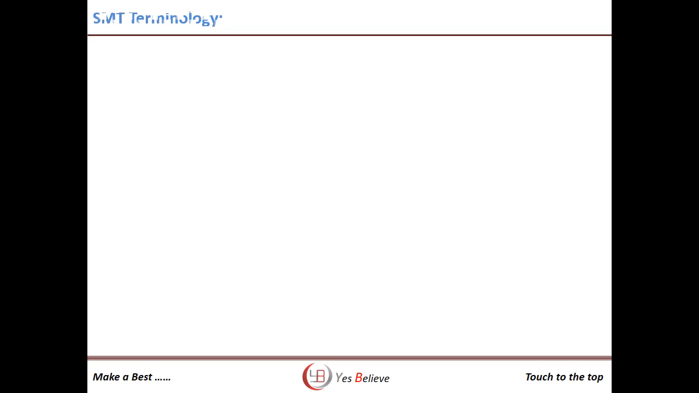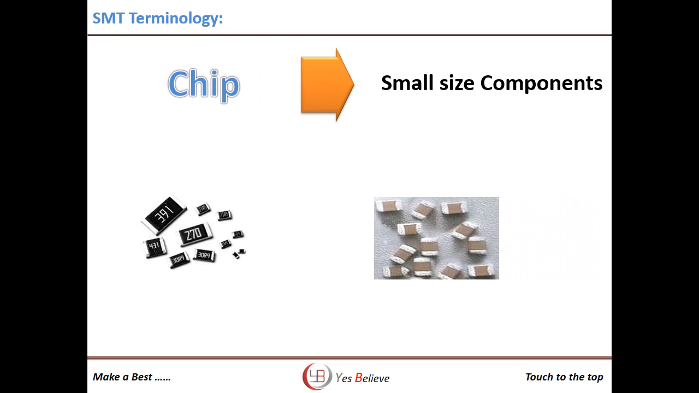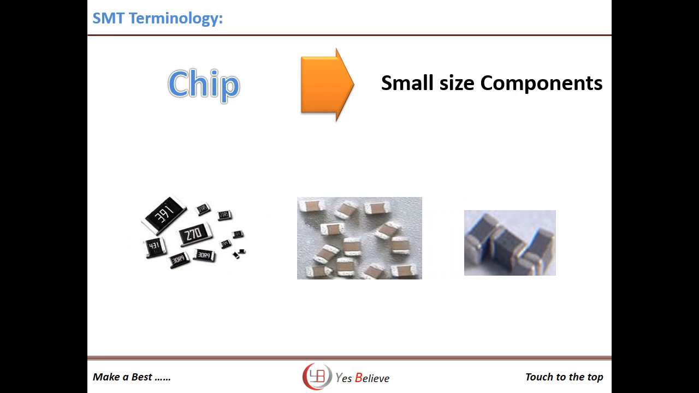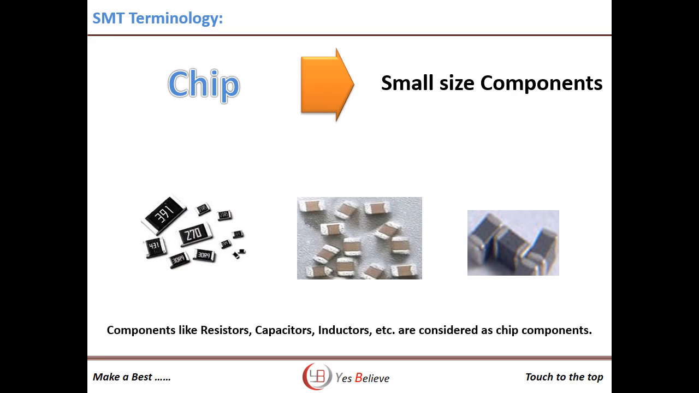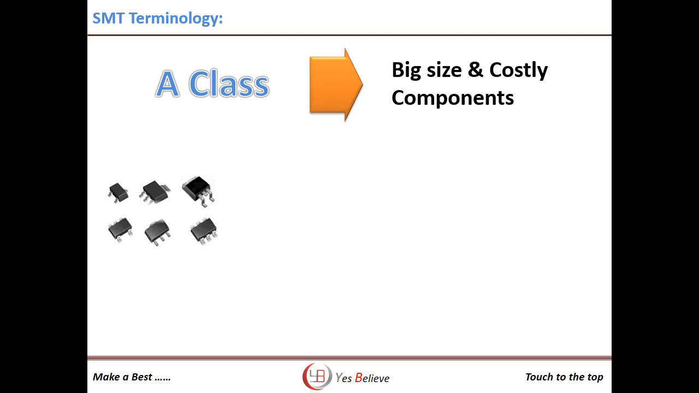The SMT components are called SMDs. They are further divided into chip components. The small size components or the two-terminal components like resistors, capacitors, inductors in the SMT process are referred to as chip components. Other than chip components are called A-class components. These are the big size and costly components like transistors, ICs, connectors, etc.